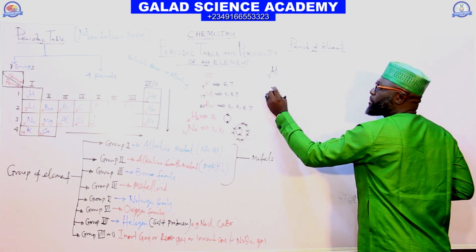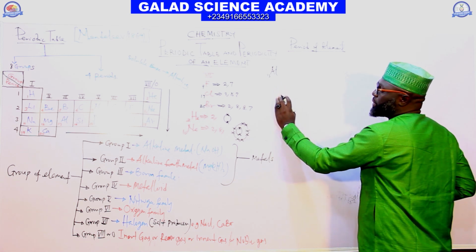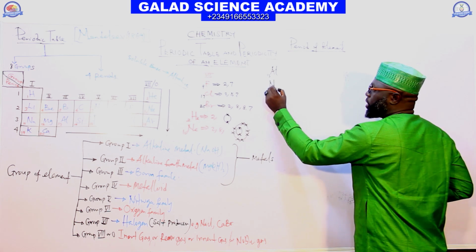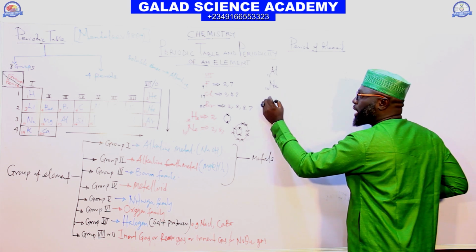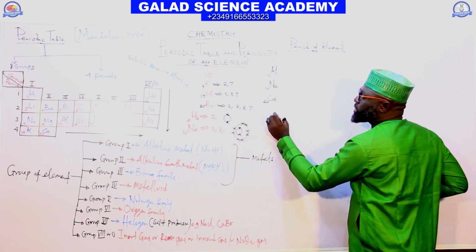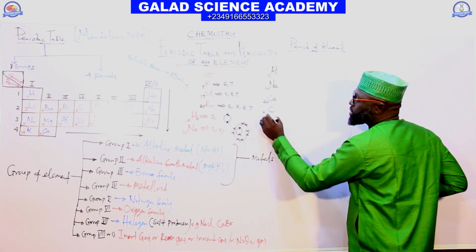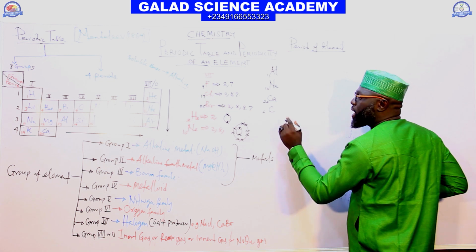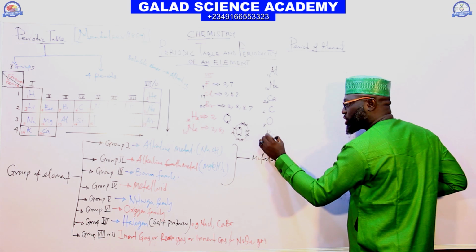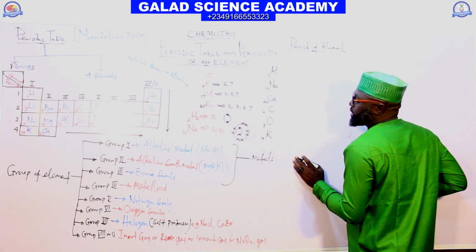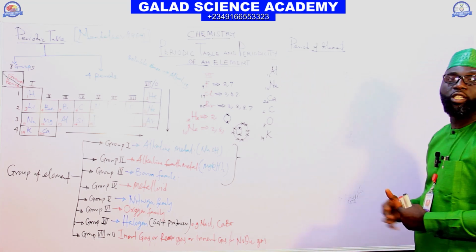Aluminium is 13. How about period? Neon is 10. Let me put calcium. Calcium is 20. Carbon is 6. Oxygen is 8. We have potassium, which is 19. So what are the periods of all these elements?